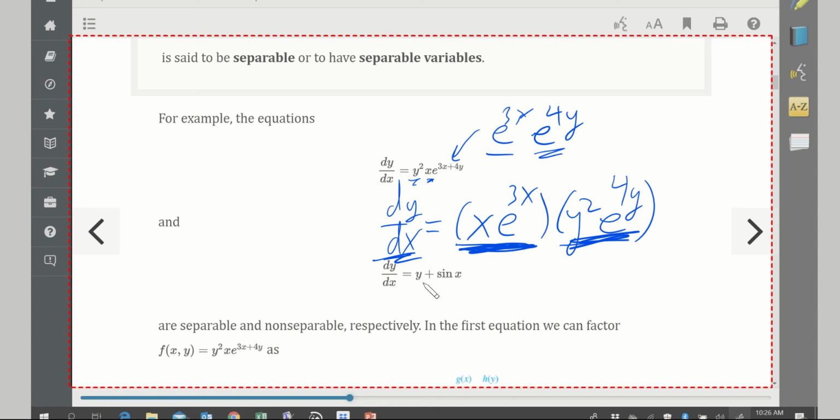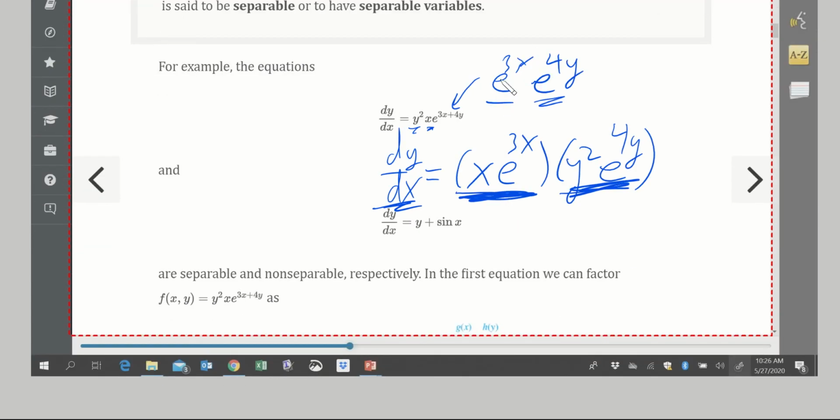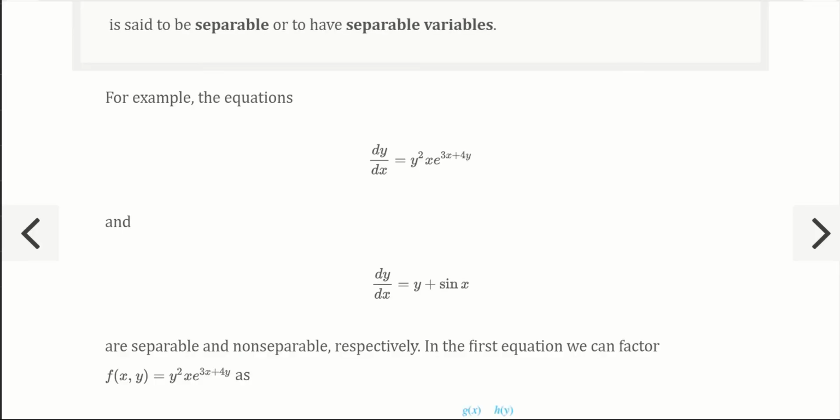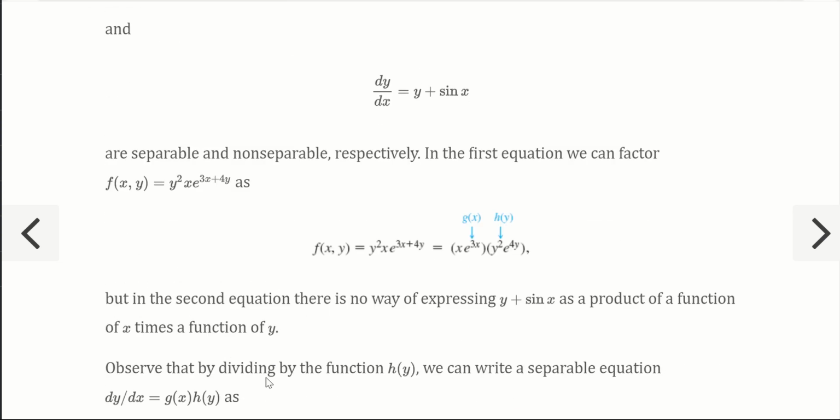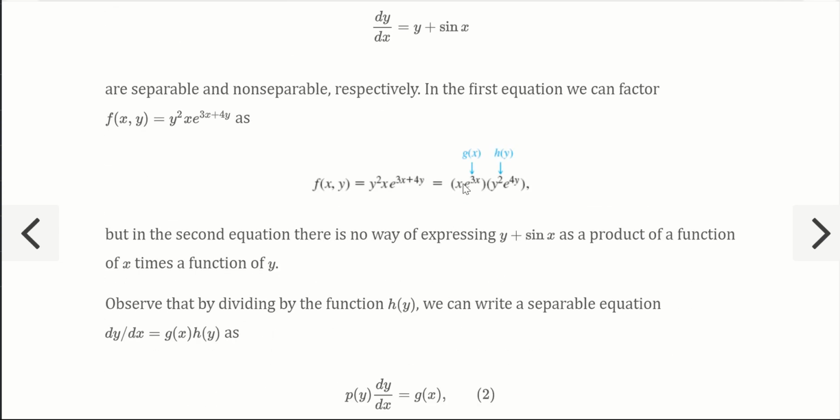Okay. However, the second one, this dy dx equals y plus sine x, is not separable. We have a collection of two terms that are added, and we cannot write that as a product, a multiplication of a function of x and a function of y. As we just said a moment ago, here you can kind of see that explicit writing of f of x, y. We're able to rewrite it as some function of x times some function of y, and that's what makes it a separable differential equation.